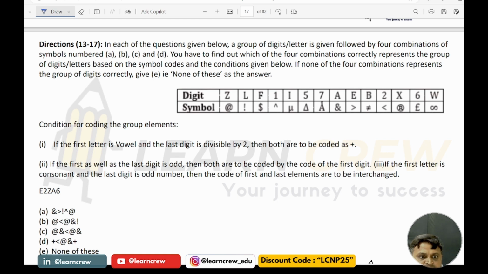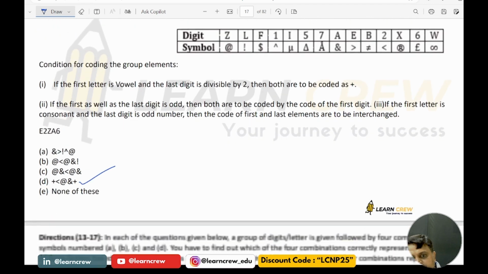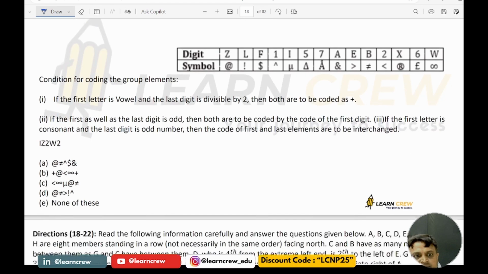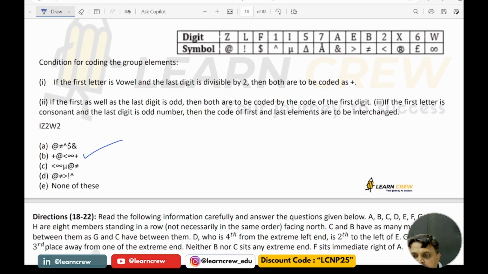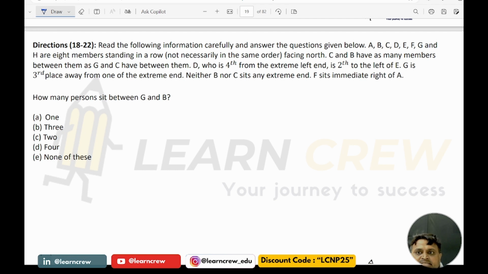First is a vowel and the last is divisible by 2. So condition 1 applies here. In that case, both are to be plus. So first plus, last plus. Only option that is D. That is correct. Next. First is vowel, I. First is vowel and the last one is also divisible by 2. Here also both plus, first and last plus. This is the option.